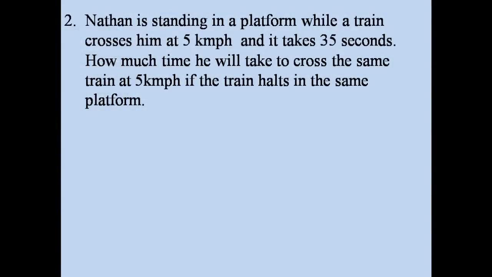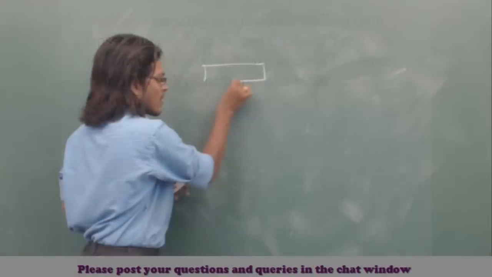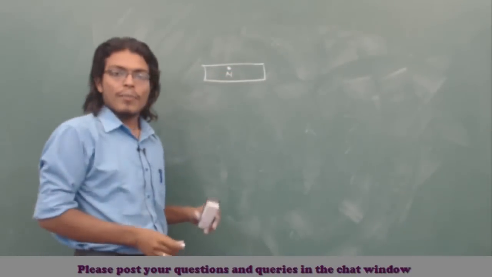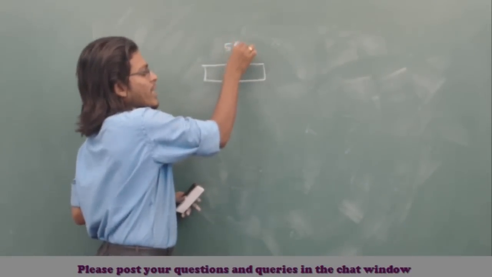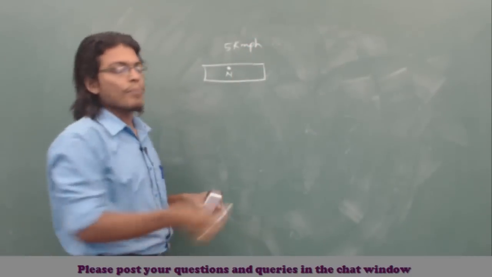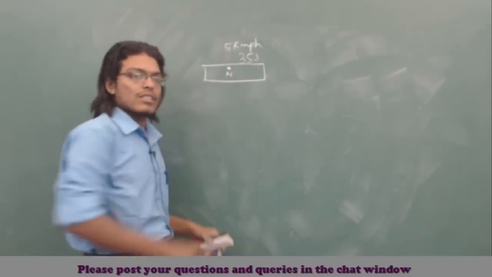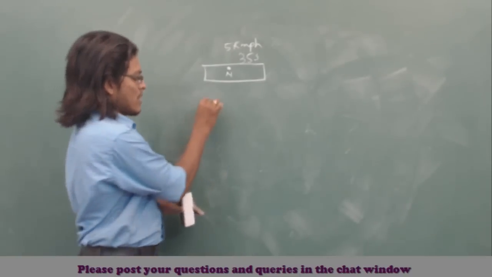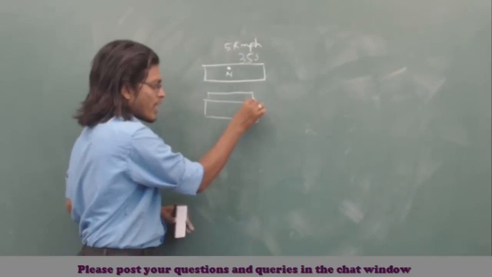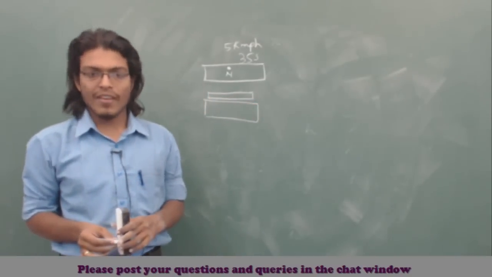Nathan is standing in a platform while a train crosses him at 5 km per hour and it takes 35 seconds. How much time will he take to cross the same train at 5 km per hour if the train halts on the same platform? So now we have two different journeys. Nathan is standing in this platform and the train is crossing him at 5 kmph. How much time does it take? 35 seconds. Now the same train is standing in the platform.